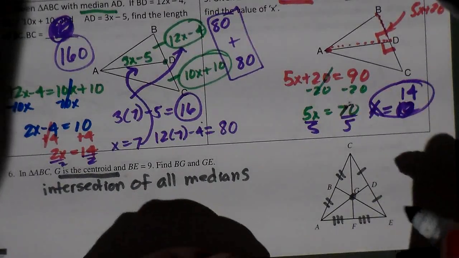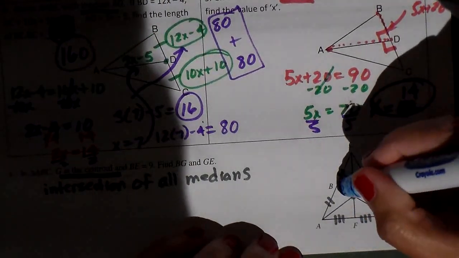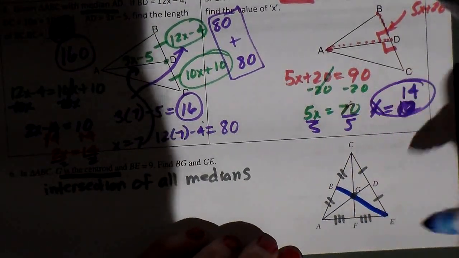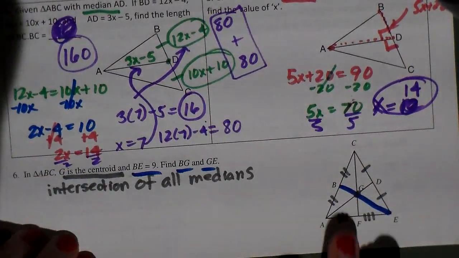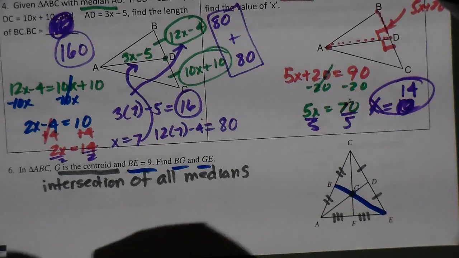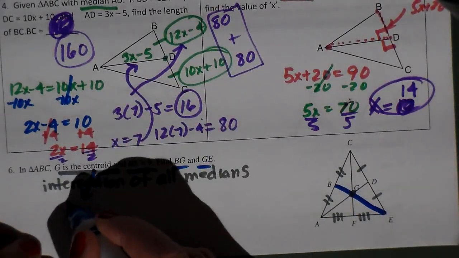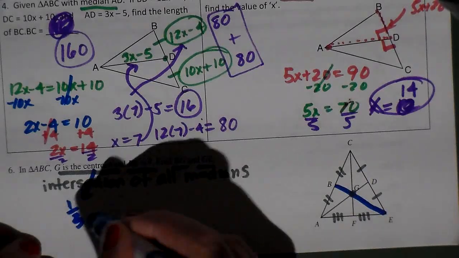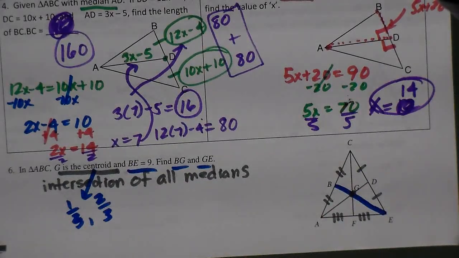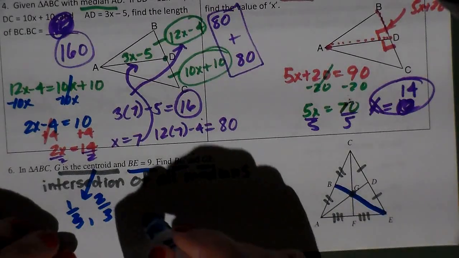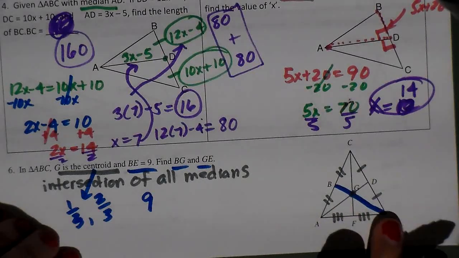If BE is 9, okay, we're going to highlight this. BE is 9 all the way. BE is 9. Find BG and GE. Okay, so the two pieces. Now, here's the rule with the centroid. The centroid divides the median into 1/3 and 2/3. So, if the whole thing is 9, right?